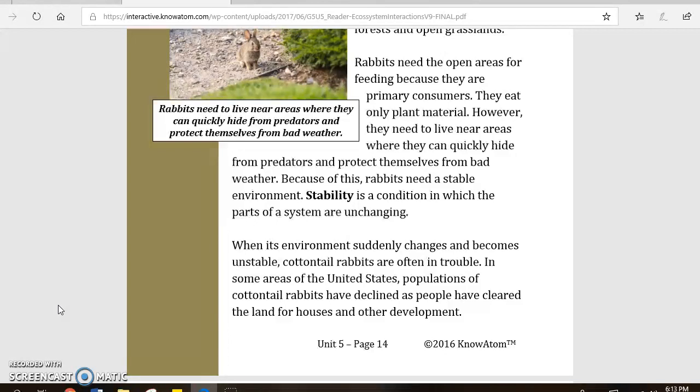In some areas of the United States, populations of cottontail rabbits have declined as people have cleared the land for houses and other development.